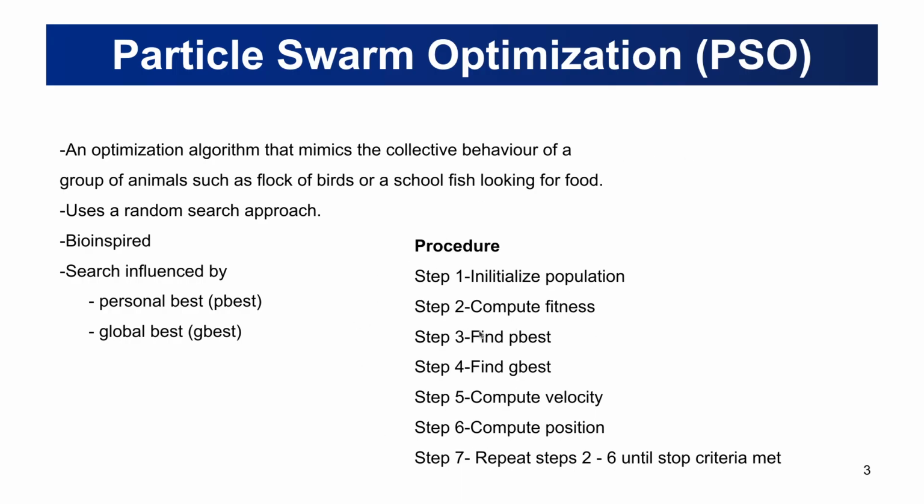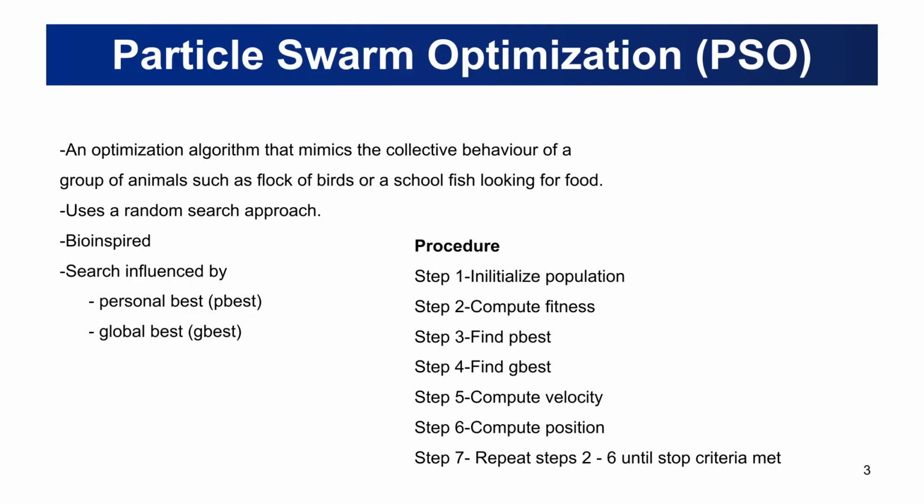We initialize the population, just like genetic algorithms, compute fitness, go through a series of steps, then we repeat until the stop criteria is met. Then we use the overall best, the best search so far, to develop our models or to proceed with our next stage of the analysis pipeline.